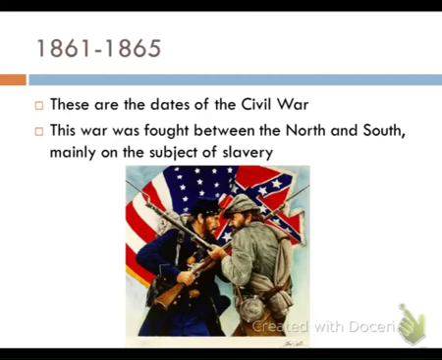So this is just a quick overview of just the important dates and why we need to remember them for our STAAR test.